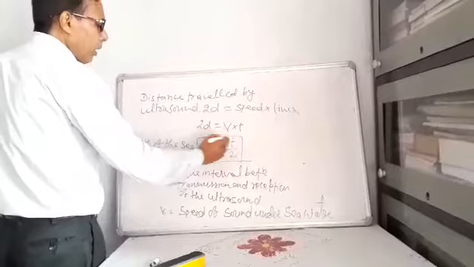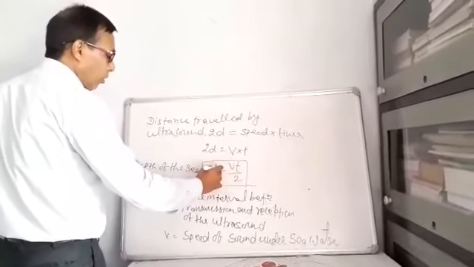In this formula, if you know the speed of sound in water, that is approximately 1480 meter per second, and if you know the time, then we can easily calculate the depth of a sea.